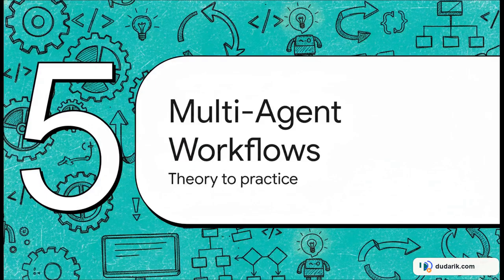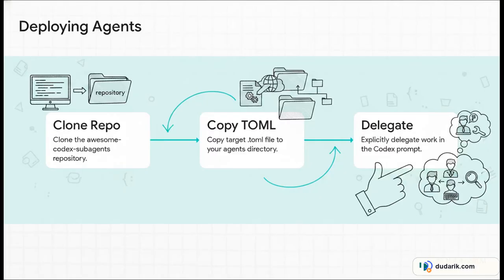Section 5. Deploying multi-agent workflows, moving from theory to practice. The installation process here is incredibly simple. Step 1, you clone the awesome-codex-subagents repository. Step 2, you copy the target toml files you want into either your global or project-scoped agents directory. But step 3? This is the most important thing to learn today. Codex does not automatically spawn these custom subagents for you. You have to explicitly delegate the work to them in your prompt. You're the manager here. You have to tell Codex exactly which agent to call into the room.